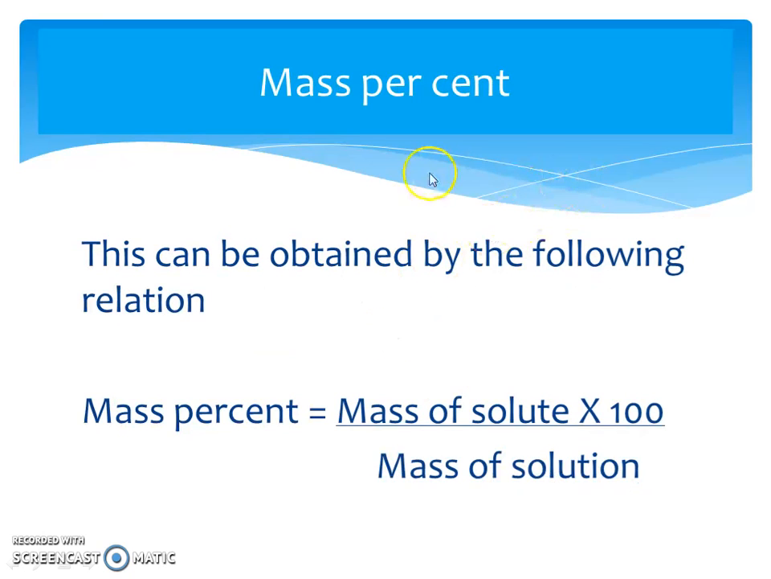And finally, we have the mass percentage, which is obtained by this simple relation where the percentage of the solute can be known by the mass of the solute divided by the mass of the solution into 100. Since we are determining the mass percentage, the ratio multiplied by 100 is what gives the mass percent.